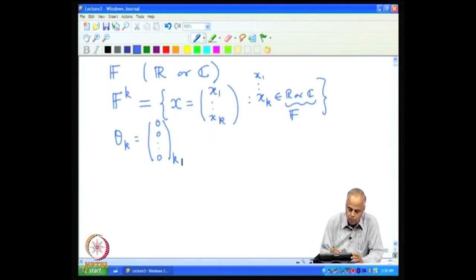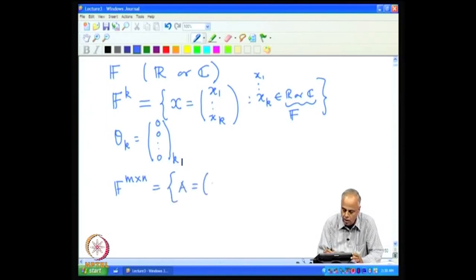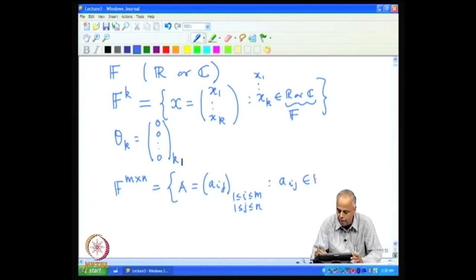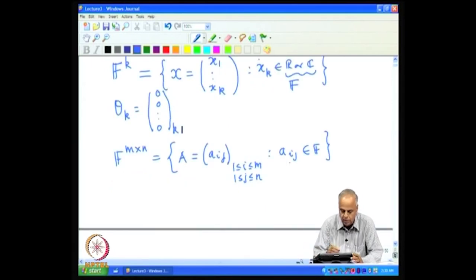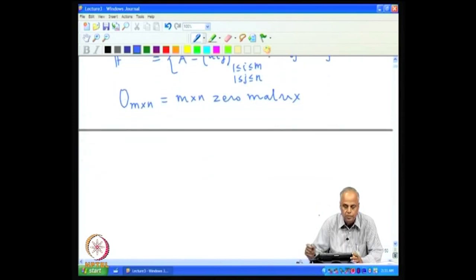Then for any two positive integers m and n, by F^(m cross n), we shall denote the set of all m cross n matrices, with 1 less than or equal to i less than or equal to m, 1 less than or equal to j less than or equal to n, such that all these entries are from F. In the real matrix case, they are all from R. In the complex matrix case, they are all from C. In particular, we will use the symbol 0 m cross n to denote the m by n 0 matrix, that is, the m by n matrix, all of whose entries are 0.